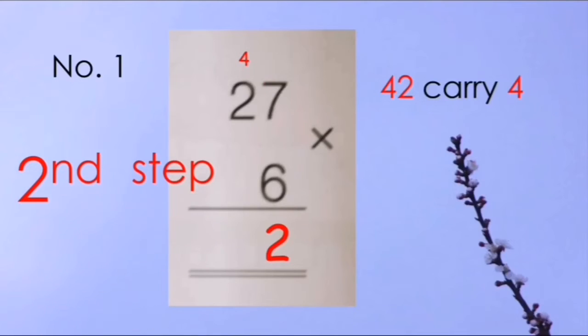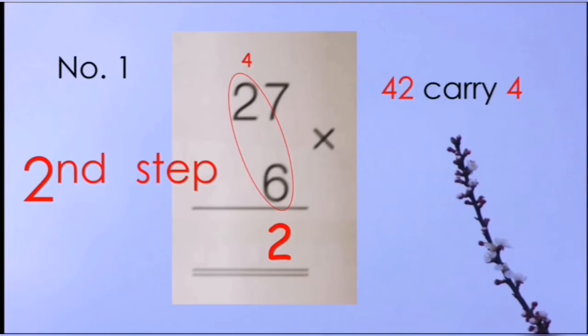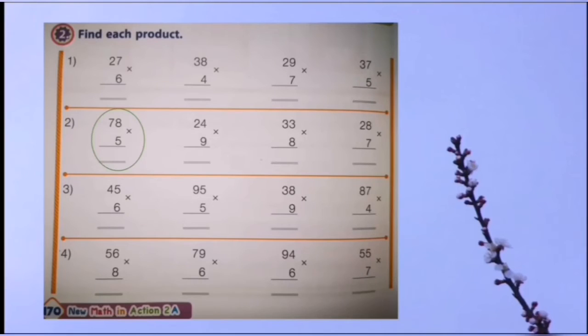Now let's go to our second step. We will multiply 6 with number 2. 6 times 2, we get 12. Then we will add the number that we carry, which is number 4. So 12 plus 4 equals 16, which gives us the answer 162. So this is my first example for number 1, and now let's move on to my second example.